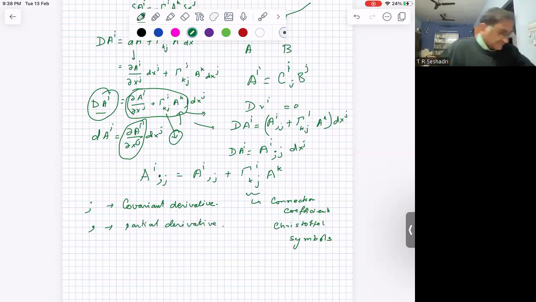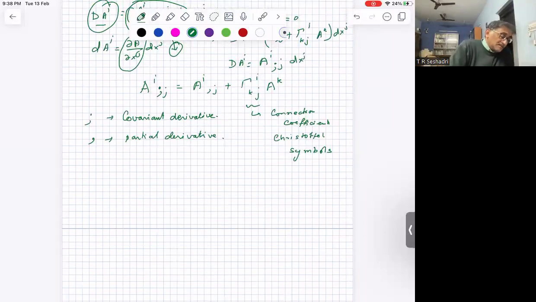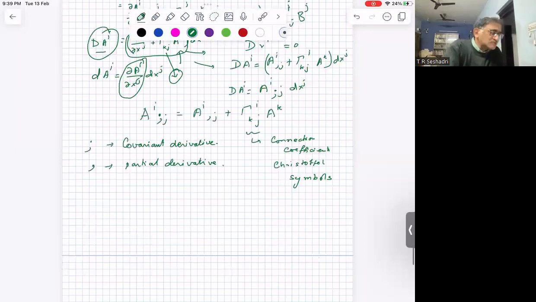Now, since my covariant derivative is a physical change, I demand that this should be a tensor. Otherwise, there's no reason for doing all these things. In other words, I choose my gamma^i_kj in such a way that A^i_;j is a tensor.